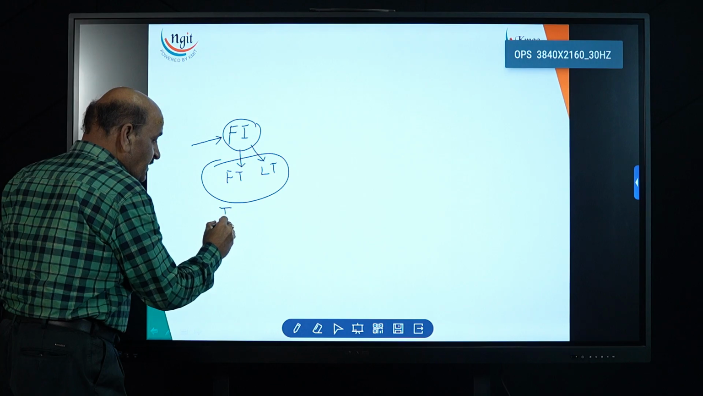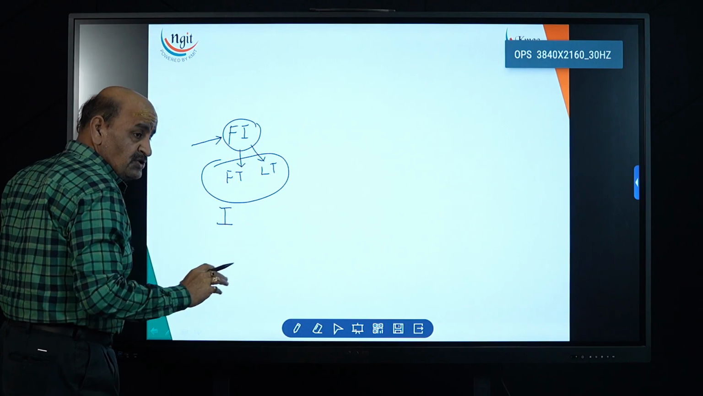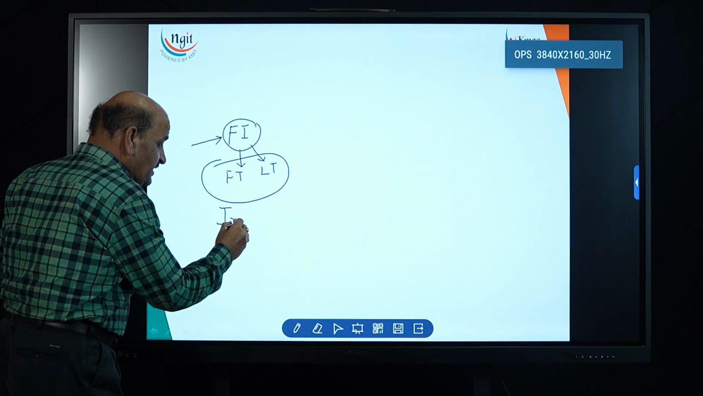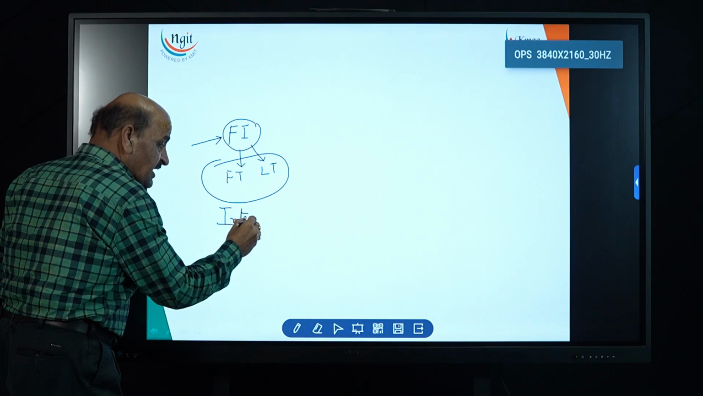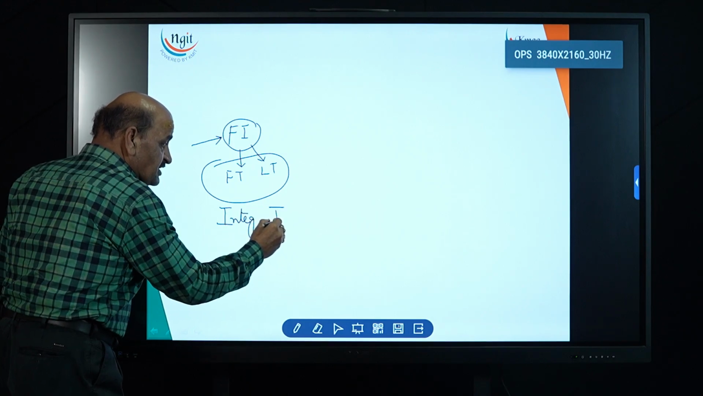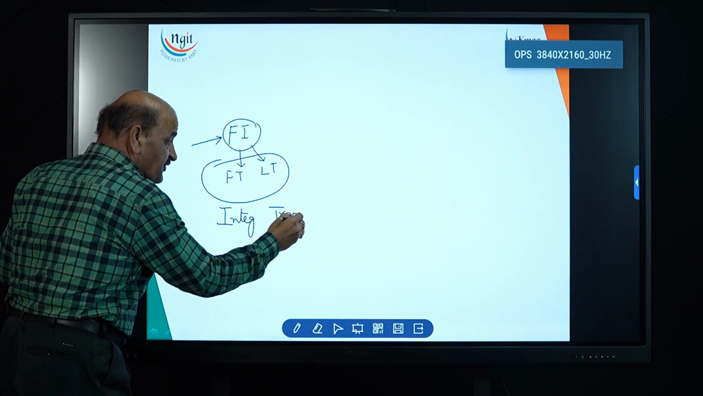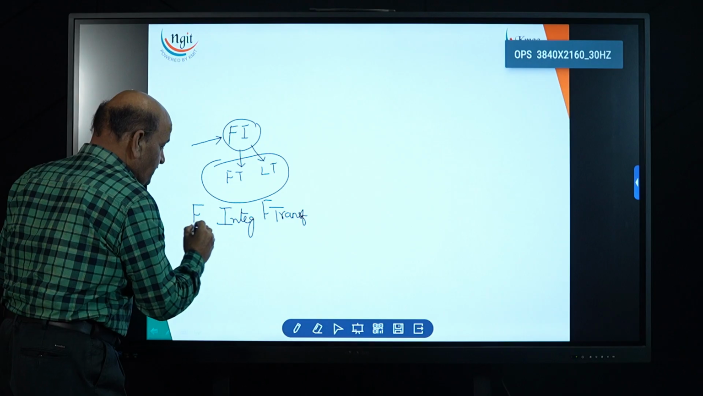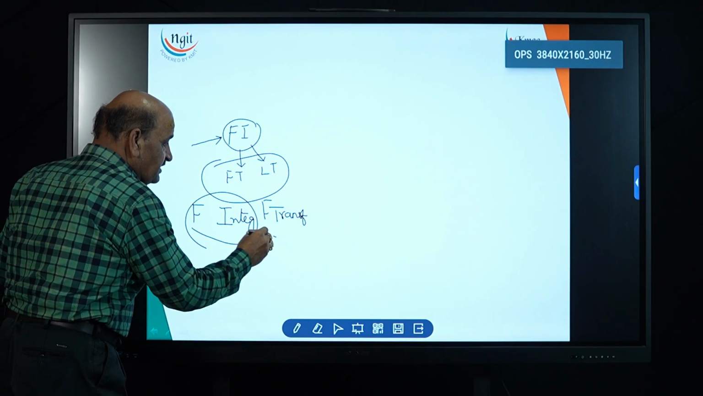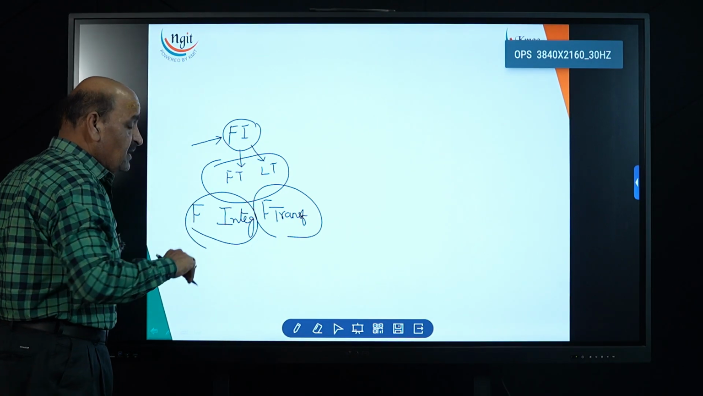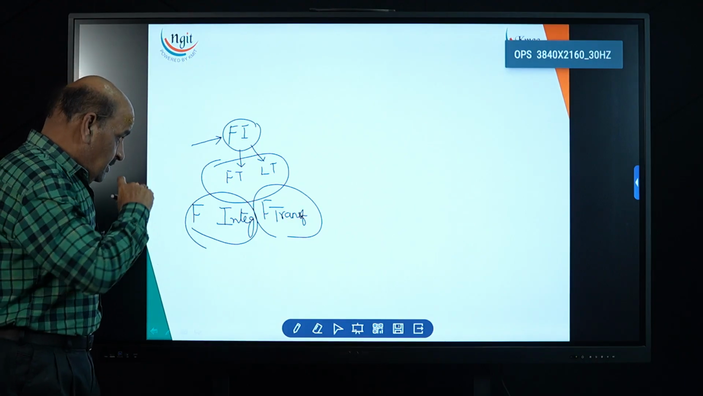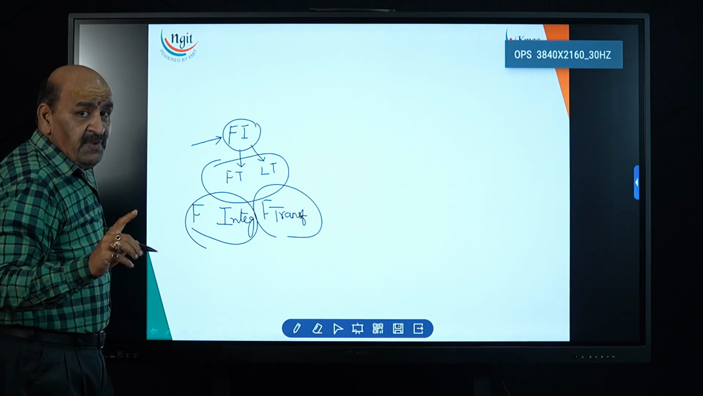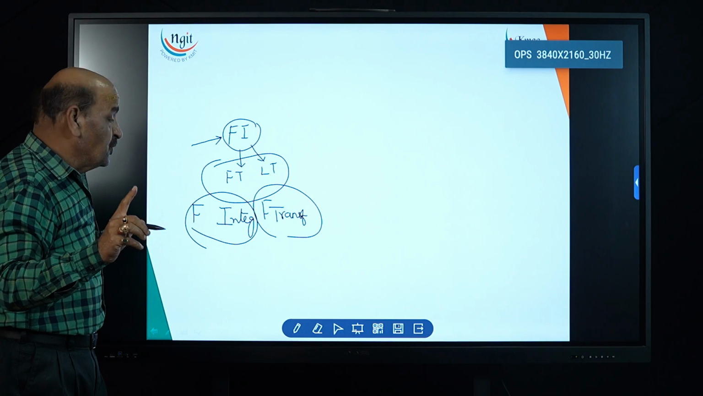Now, students, try not to be confused with the word Fourier integral. This is the word integral. Next, Fourier transformation. This is Fourier integral. This is Fourier transformation. These two are different. You are supposed to make a differentiation between these two concepts.